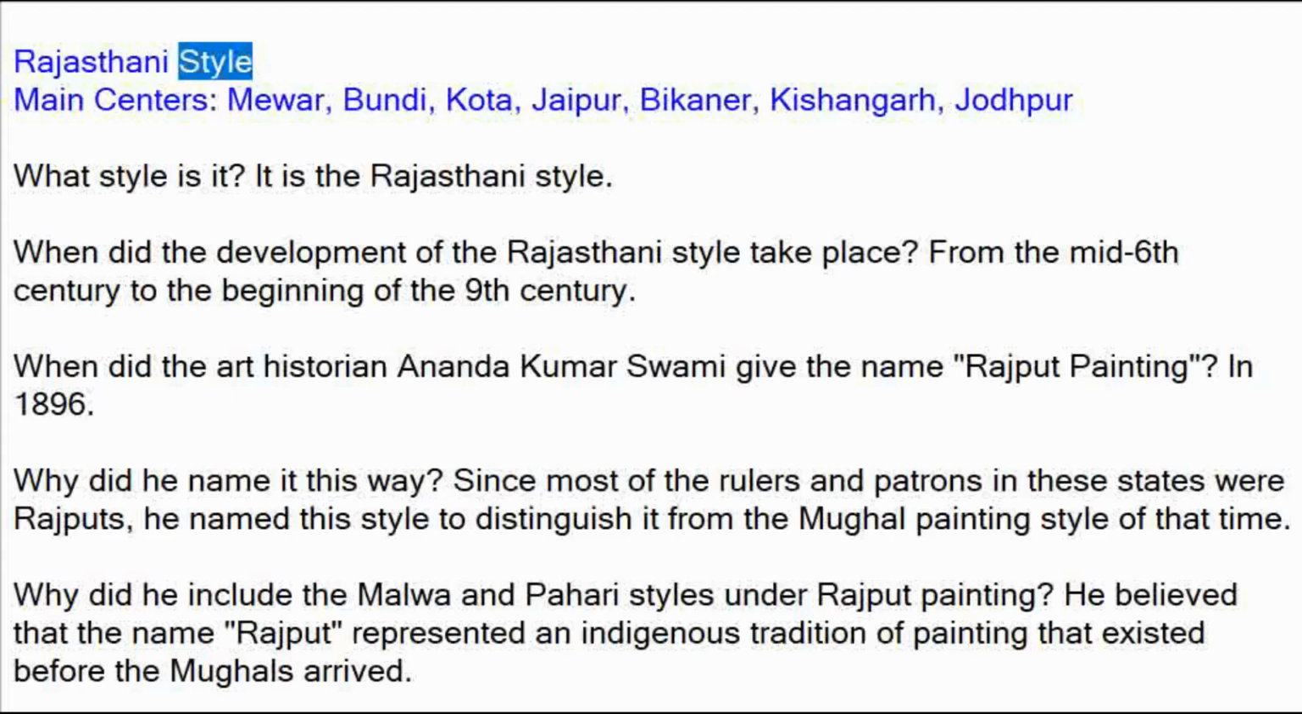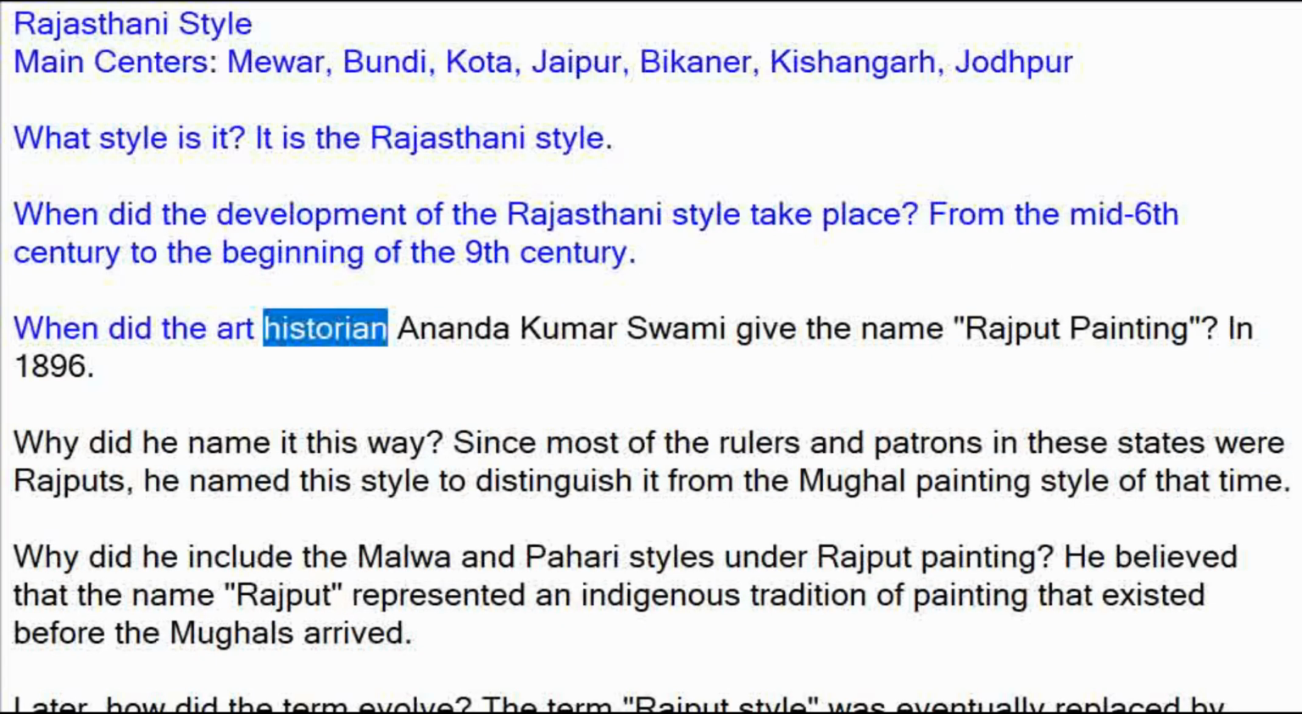Rajasthani style. Main centers: Mewar, Bundi, Kota, Jaipur, Bikaner, Kishangarh, Jodhpur. What style is it? It is the Rajasthani style. When did the development of the Rajasthani style take place? From the mid-6th century to the beginning of the 9th century.